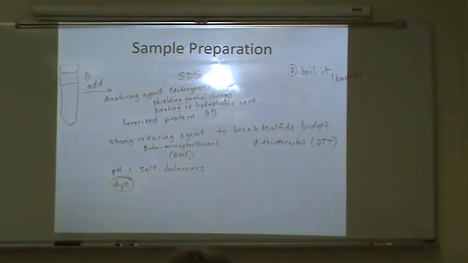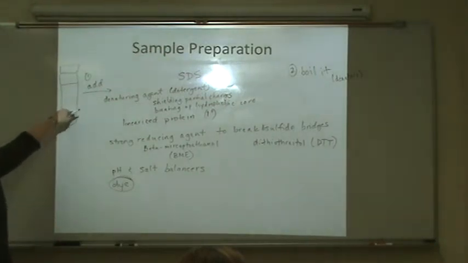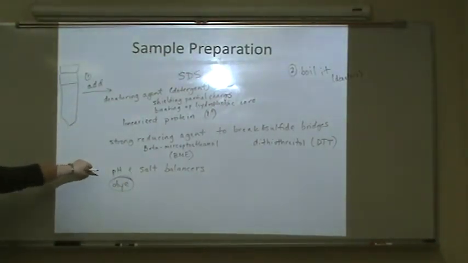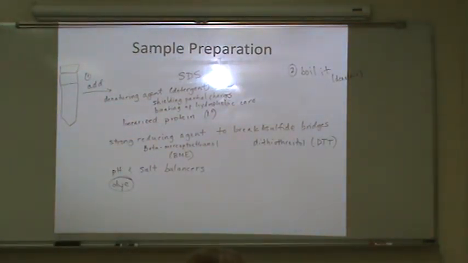So, extract your protein, get rid of the other large components like cell membranes, DNA, RNA, take the soluble stuff, add these items to it with the goal of linearizing the proteins, and then boil it. And then your sample will be ready.